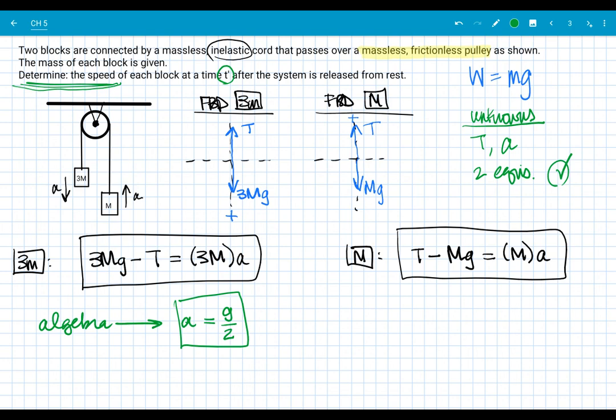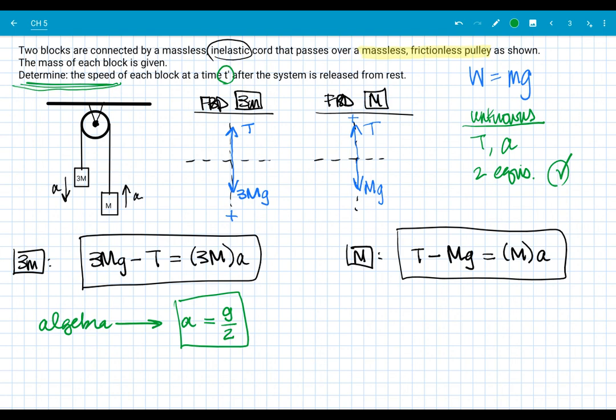Consider the two blocks hanging over the pulley. It does make sense that we would get something that's less than g. Would I know looking at this problem from the outset that it would be exactly g over 2? No, but that's okay. You can just pass it through your filter: does it make sense that it's less?